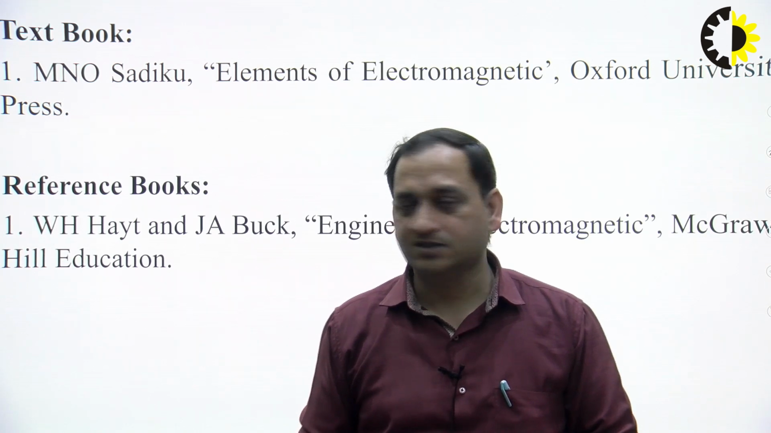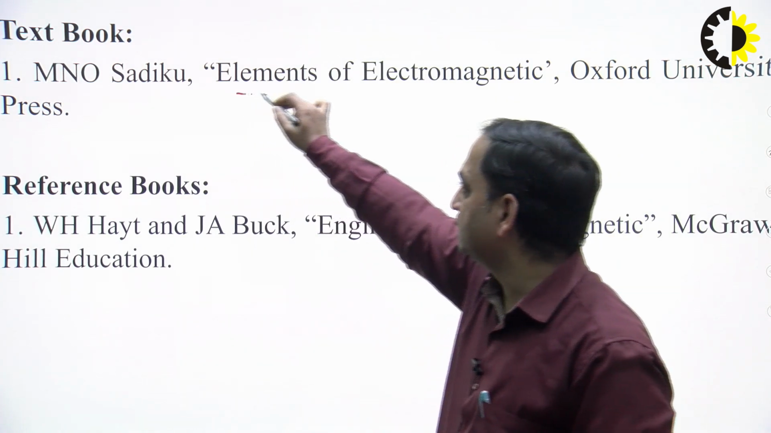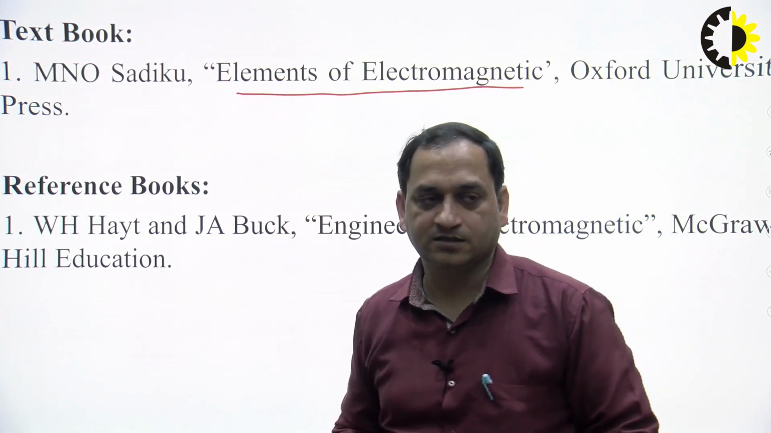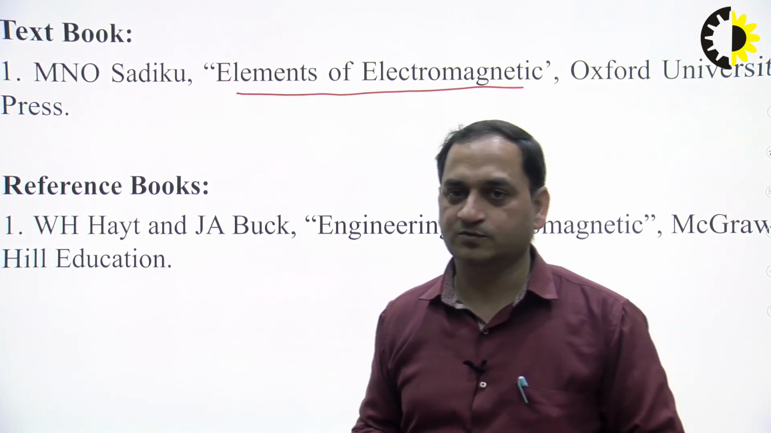And so these are the references. The book which I referred is Elements of Electromagnetics by Sadiku. This is a very efficient book to understand the coordinate systems. It will help you to go through it.